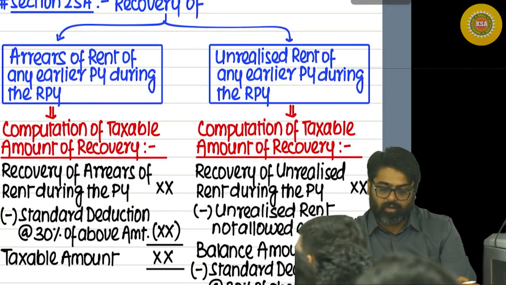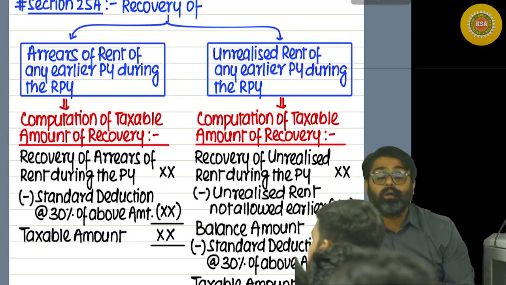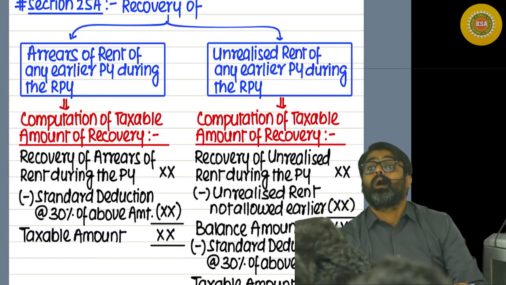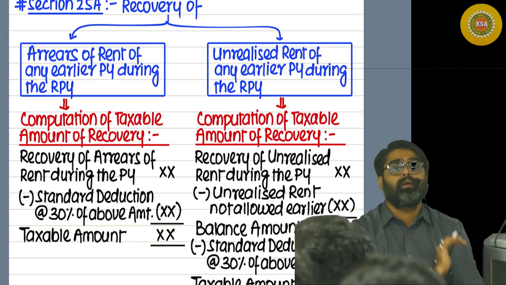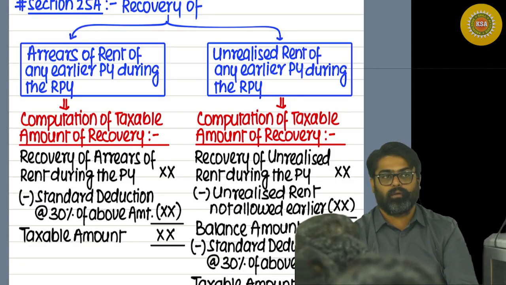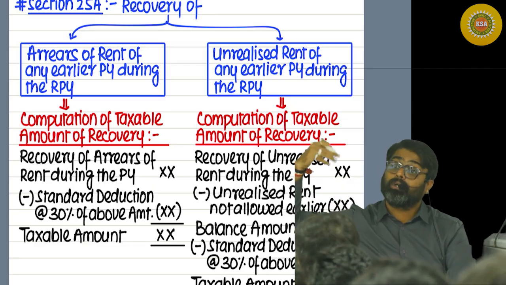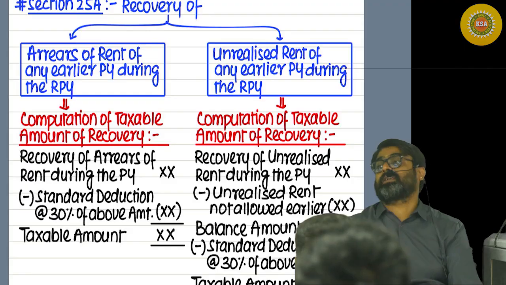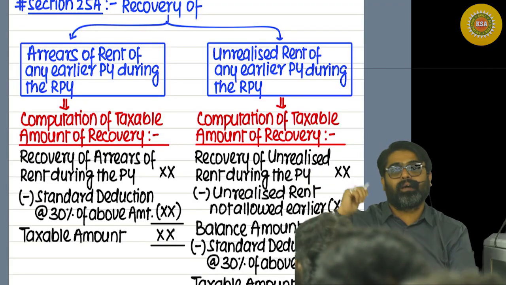Now coming to 25A, this talks about recovery of arrears of rent of any earlier year during your previous year, or unrealized rent of any earlier years recovered in this year. So this year you are recovering arrears of rent. But this rent does not relate to the current year. This rent relates to earlier years. Yes or no? This year you are recovering unrealized rent. But this unrealized rent is not for this year. This is for any earlier year.